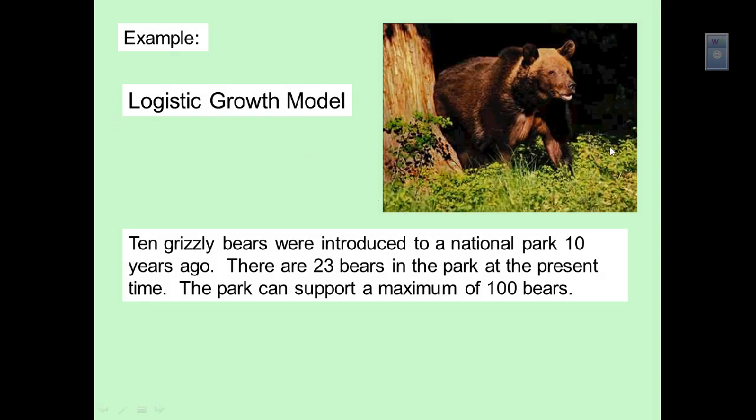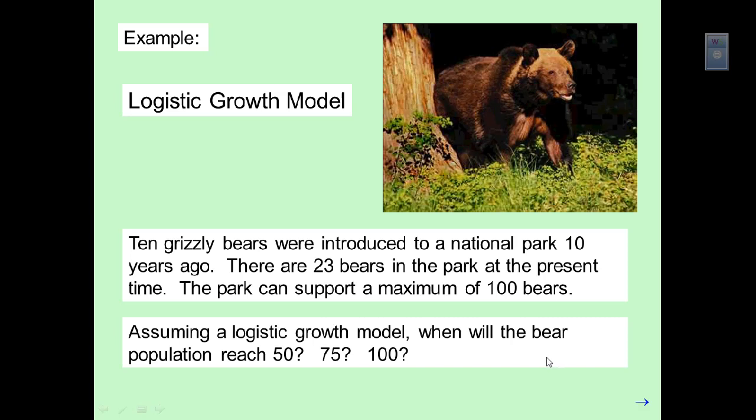All right, so a logistic growth model, we're going to look at 10 grizzly bears introduced to a national park 10 years ago. There were 23 bears in the park at the present time after 10 years. The park can support a maximum of 100 bears. So there's your carrying capacity. Assuming a logistic growth model, when will the bear population reach 50, 75, and 100?